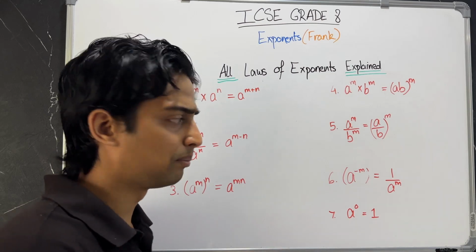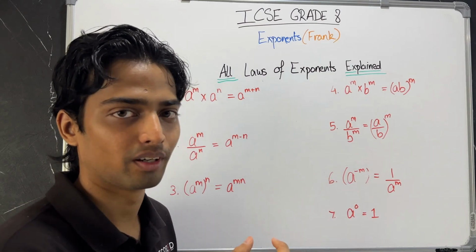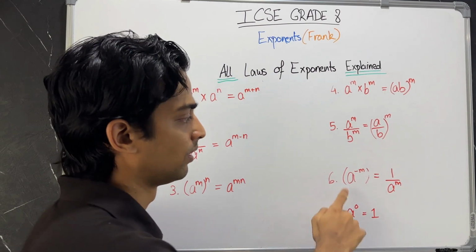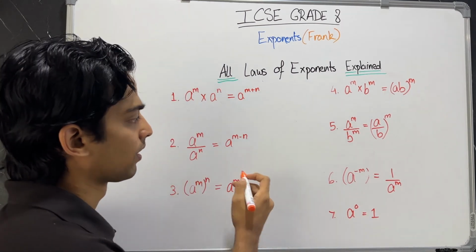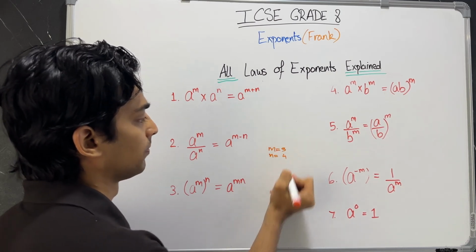A raised to minus m equal to 1 upon a raised to m. So for the first time we have a negative exponent. Now how does this equal to the reciprocal of the number? Let's look at this one. Let m be 3, n be 4.